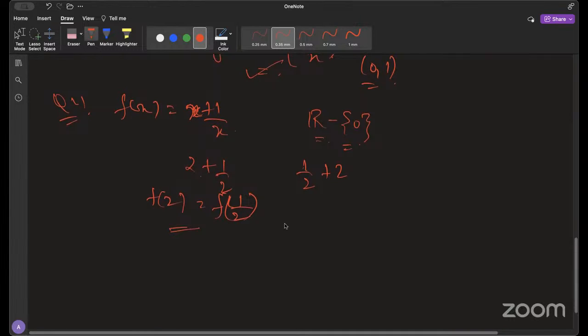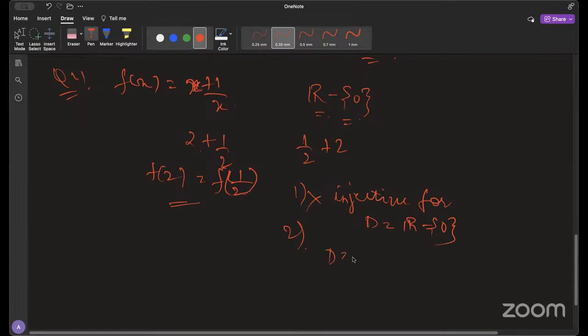Right, so the first option is incorrect. First one says that it's injective for domain equal R minus 0. This is incorrect. Second is same, injective when your domain is natural numbers. So if you restrict your domain to natural numbers, now if you take a 2 here, you can't take half here, right? So if you take a 2, to match the value, you'll have to take a half, but half is not in natural numbers, so this should be correct. Natural numbers work.